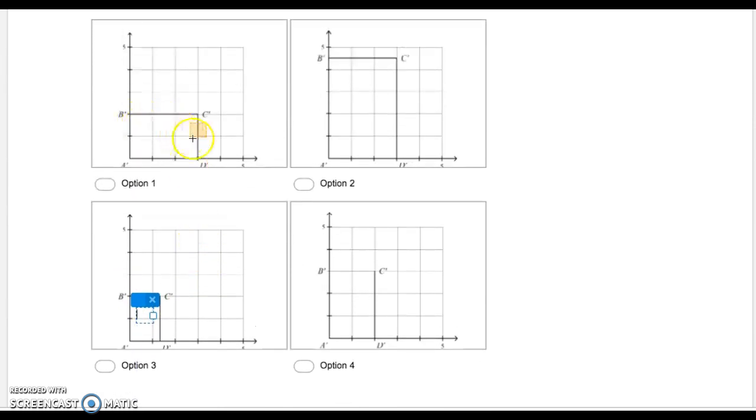This one takes up a whole different type of shape. This one is an enlargement. This one is an enlargement, and this is the only reduction. So this would be our only option right here.